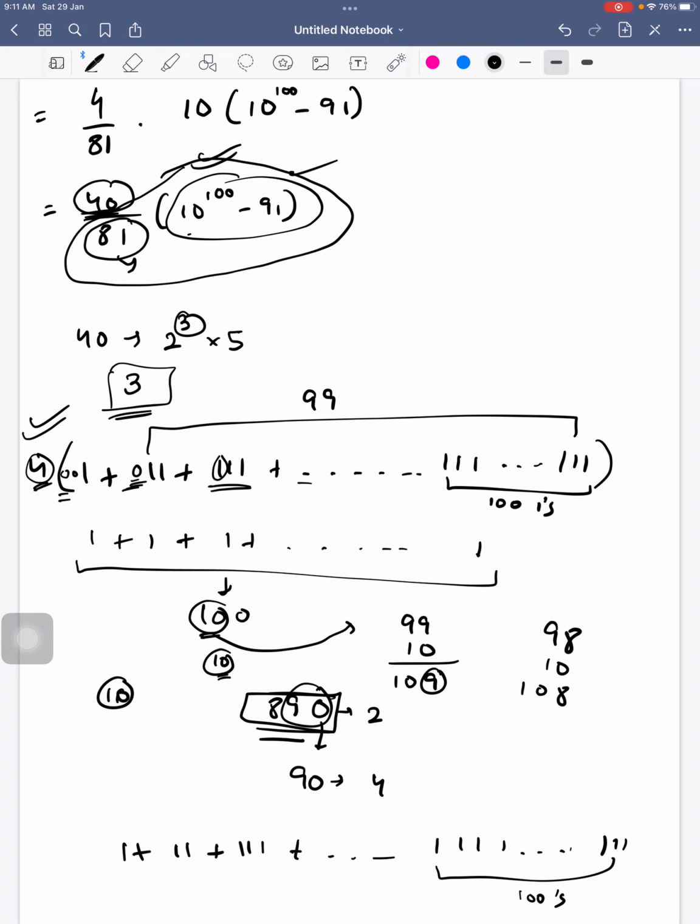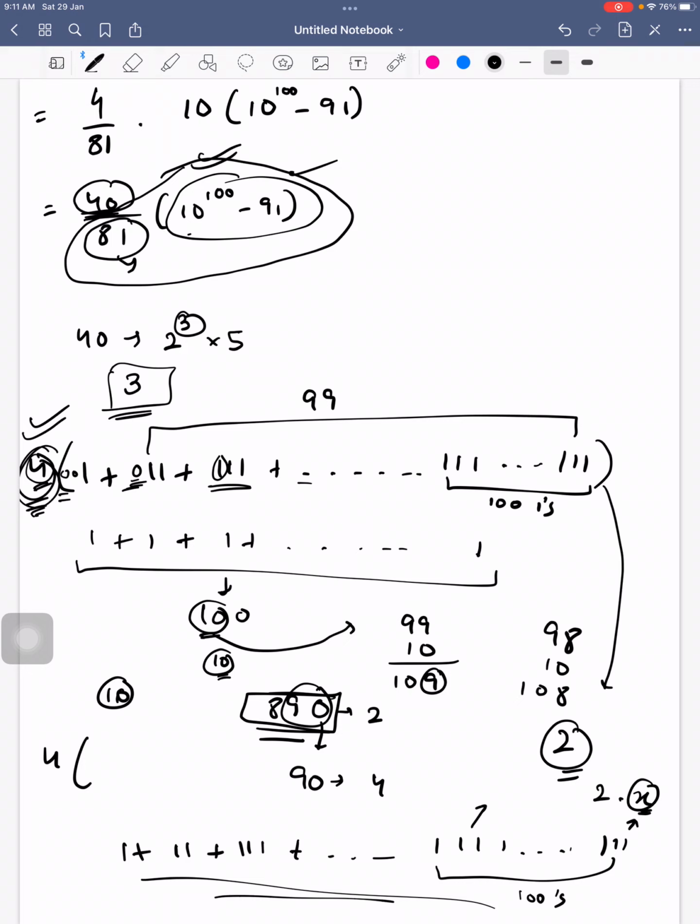So the maximum power of 2 that can divide this expression, just this expression, not including the 4, is 2 only, right? 2 into x, x is odd, right? We can write this expression like this. But the total expression is 4 into this expression, right? 4 into 2x, where x is odd. This gives us 8x, right? This shows that the highest power is 8.